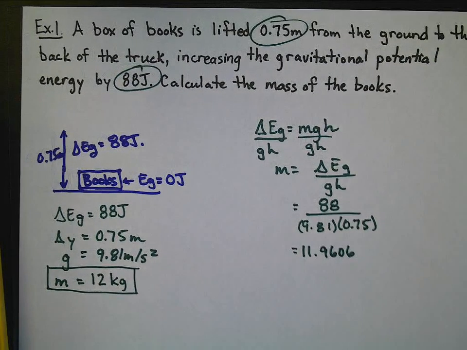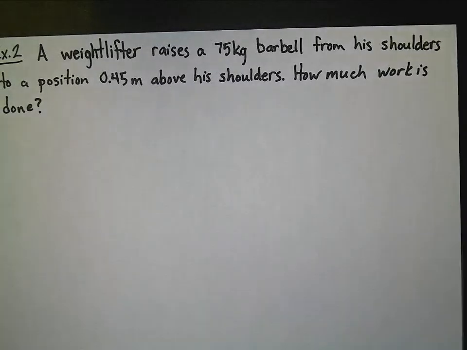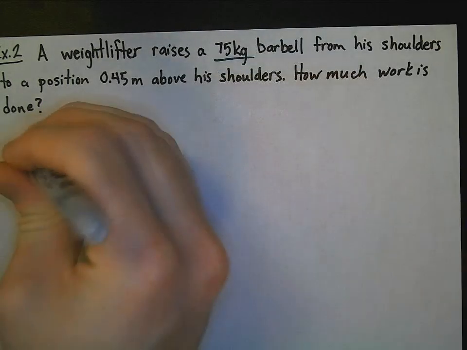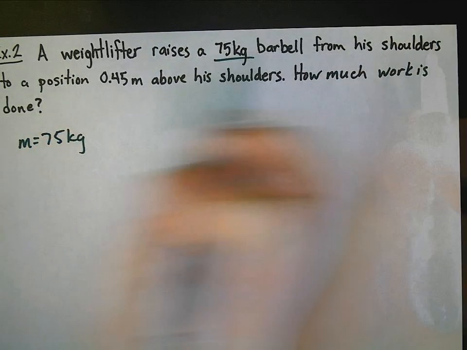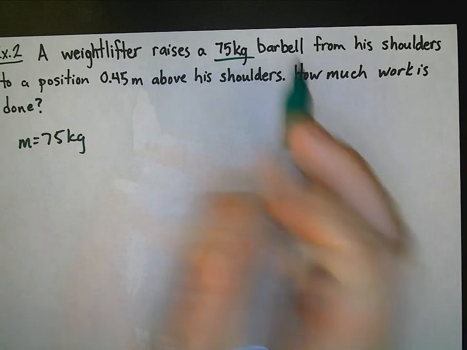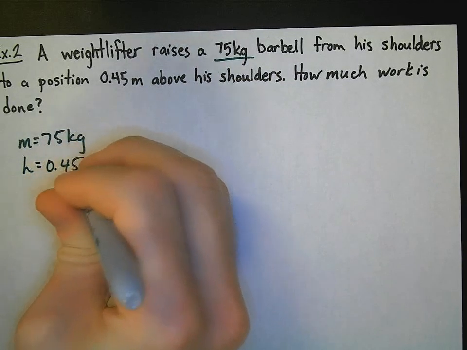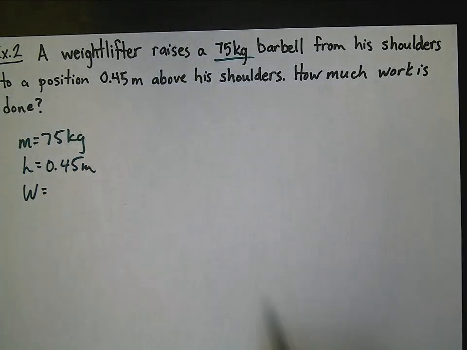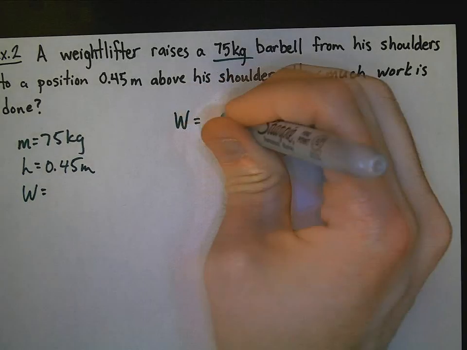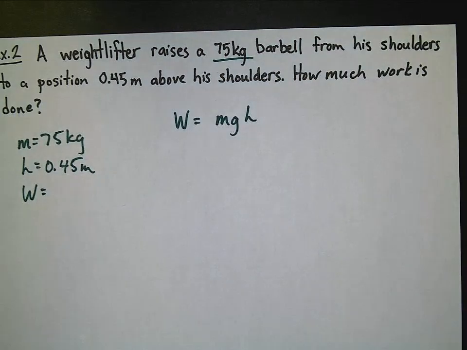A second example. In the case that we have a weightlifter raising a 75 kilogram barbell, well, there's one piece of information: our mass is 75 kilograms, from his shoulders to a position 0.45 meters above his shoulders. So h is 0.45 meters. How much work is done? And recall that work is mgh when we are lifting an object.